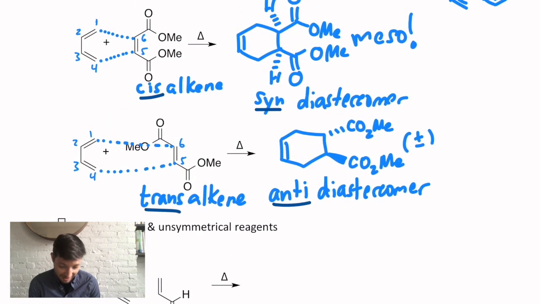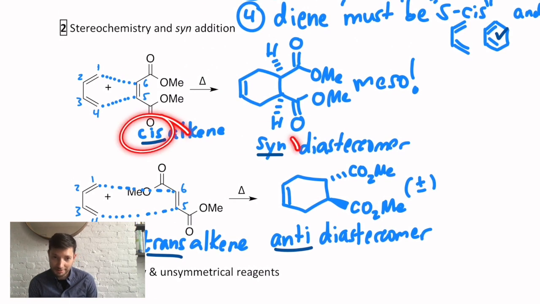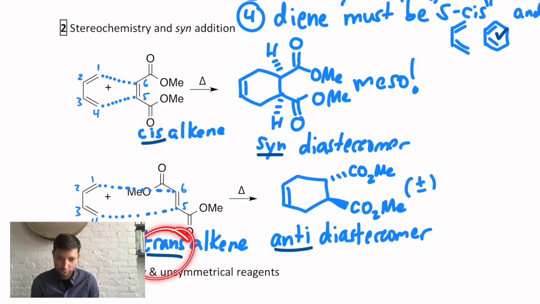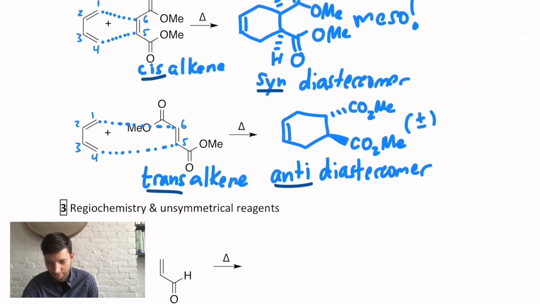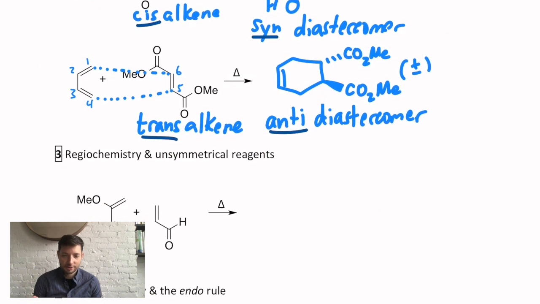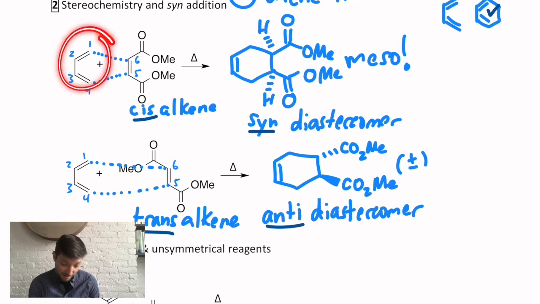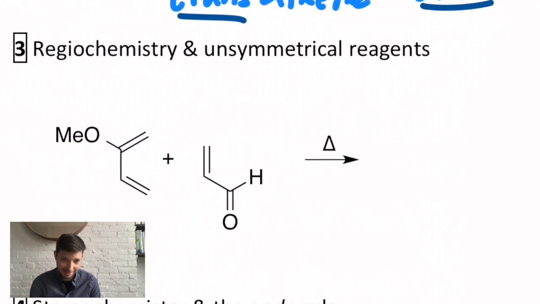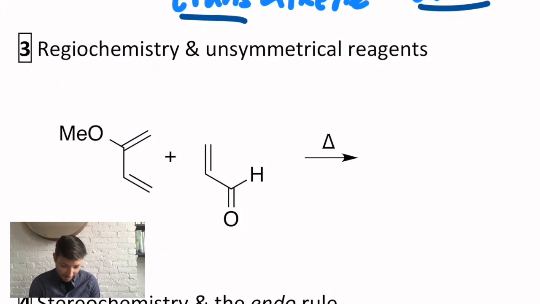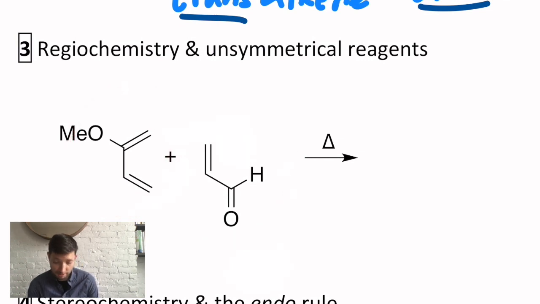Okay, so syn addition results in cis geometry becoming syn stereochemistry, and likewise trans geometry becoming anti-stereochemistry. What about if our reagents are not symmetric, as we've seen so far? This is a very symmetric diene and a very symmetric dienophile, but here I have an example with less symmetry in the starting materials. Here's a diene and a dienophile. Let me just figure out what one possible product might be.